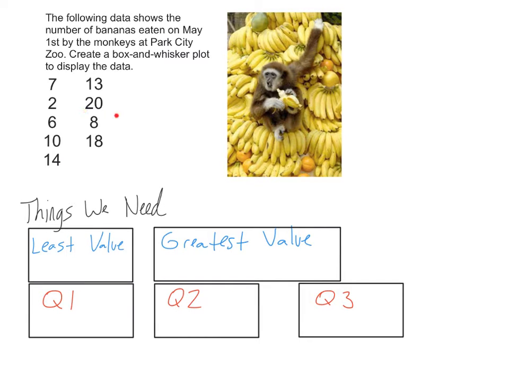So we can just look up here, right, and get that. Well, we could get some of it. I can get the least value, right, because I can look at that list and say, what's the smallest number? It's 2. What's the biggest number? It's 20. But for quartiles, we're going to have to do what? Put it in numerical order. So take a second and order it in a line.